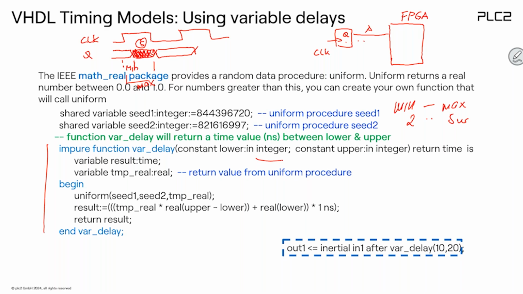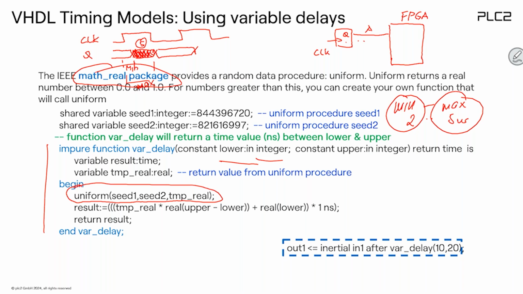It's the lower range. In this case, one would be the mean, and you define the next input. It's the upper range. Might be this one, and then inside the function you call this function called uniform, and this function uniform is part of the VHDL package math_real. So if you enable this package in your description, then you can access this uniform.